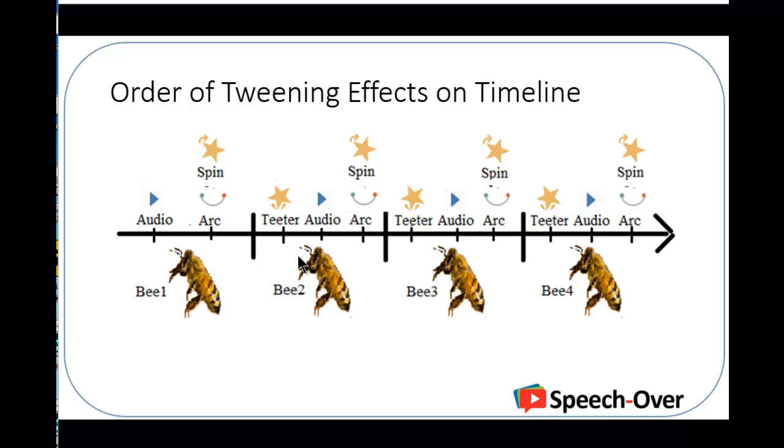Then in the first flower, B2 takes over, and we have a teeter effect to simulate the eating, the audio effect, and then the arc motion with the spin, which takes it to the second flower. Then the B3 takes over the second flower, again with the teeter for eating, audio, speaking, and arc and spin to take us to the third flower, where the B4 takes over, teeter, audio, and again arc spin takes us off the screen.